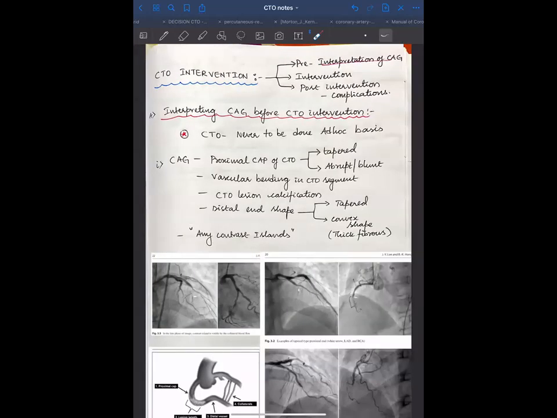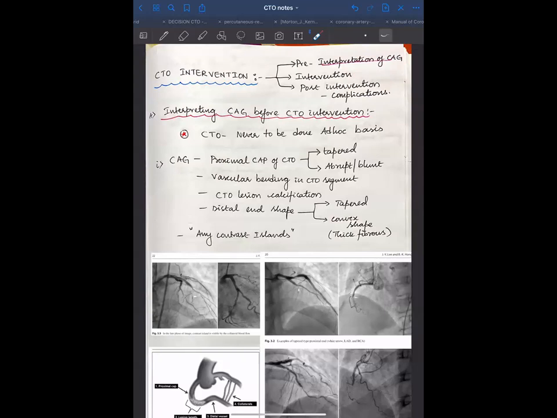So now that we know this, we will first deal with what is necessary before the CTO intervention actually takes place, which is the interpretation of the coronary angiogram, then the intervention, and also the complications of CTO intervention. So, interpreting a CAG before CTO intervention.